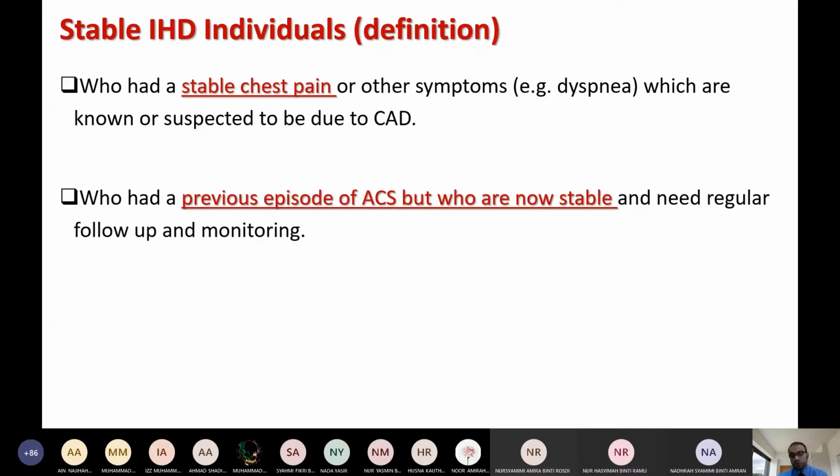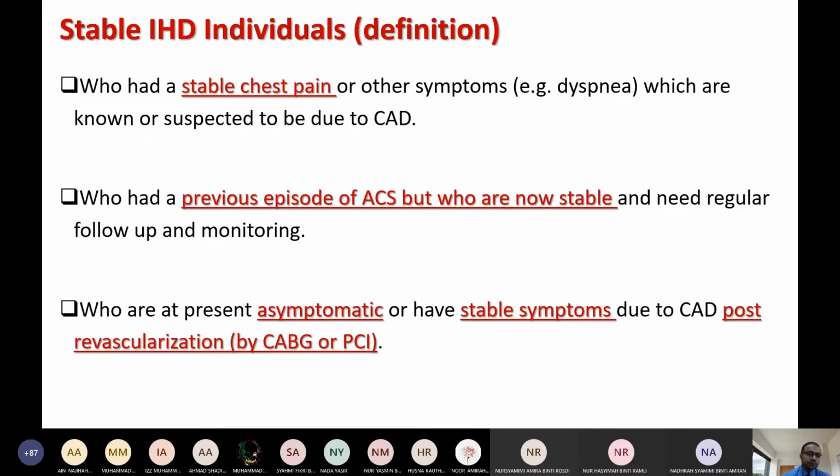And also another category under stable ischemic heart disease: those with a previous episode of acute condition, who had a cardiac attack one time, and after the cardiac attack passed and the patient was discharged, then happened to be stable for some time. Who are at present asymptomatic or have stable symptoms post revascularization. Okay.